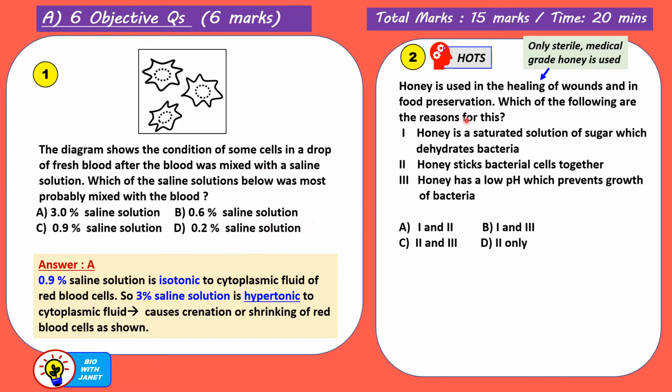Let's go on to question 2, which is a HOTS question. Honey is used in the healing of wounds and in food preservation. Which of the following are the reasons for this? Number 1, honey is a saturated solution of sugar which dehydrates bacteria. Number 2, honey sticks bacterial cells together. Number 3, honey has a low pH which prevents growth of bacteria. So choose the right combination of answers.